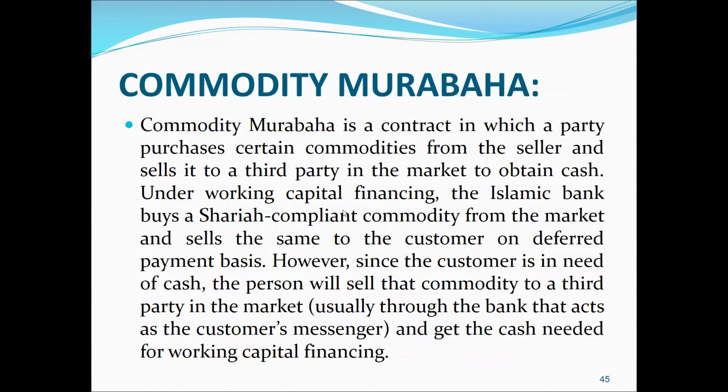So the commodity murabaha is the contract in which a party buys certain commodities from a seller and sells them to a third party, with the purpose of obtaining cash to meet some short-term obligations. Under working capital financing, the Islamic bank buys the Sharia-compliant product from the market and sells it to the same customer on a deferred payment basis. However, since the customer is in need of cash, the person may wish to sell the commodity to a third party, and this will get the cash needed for working capital financing.